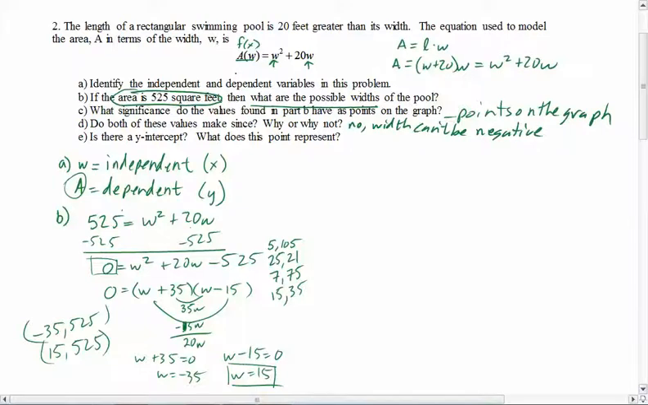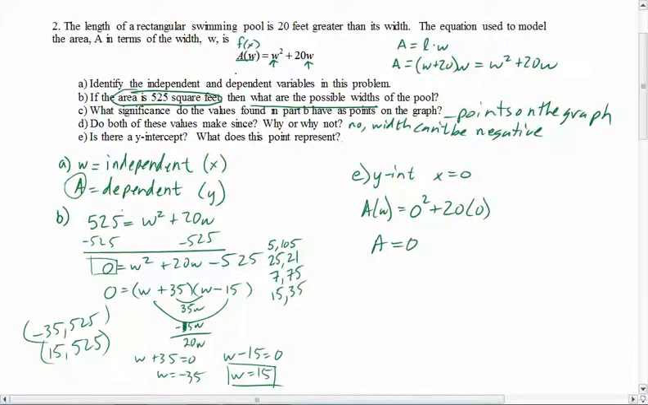And then last of all, is there a y-intercept? Well, to get the y-intercept, we always make x equal to 0. So let's make x 0. So we go A(W) equals 0 squared plus 20 times 0. So A equals 0. Well, I guess that should make sense. If the width is 0, the area should be 0. So there you go. That would be the y-intercept.